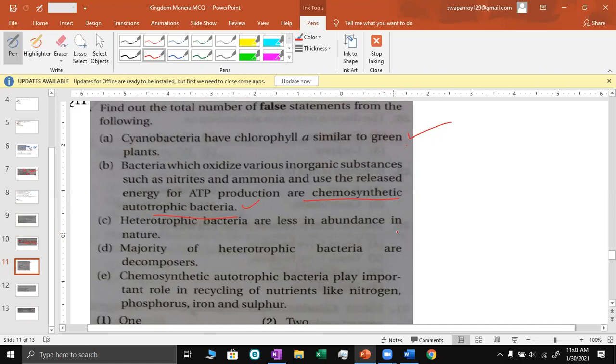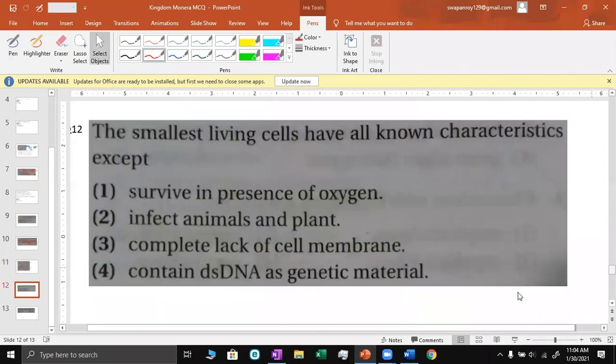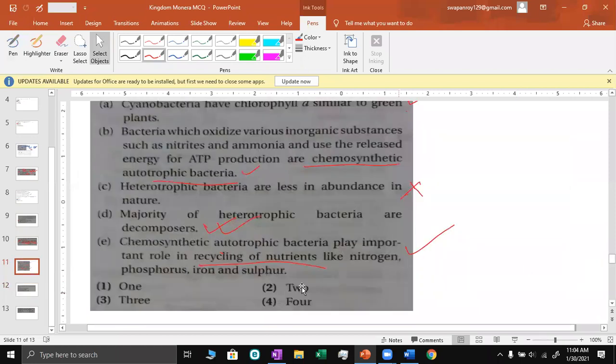Heterotrophic bacteria are less in abundance in nature. No. Heterotrophic bacteria are the most abundant bacteria. Okay, this one is wrong. Majority of heterotrophic bacteria are decomposers. This is true. Chemosynthetic autotrophic bacteria play important role in recycling of nutrients. Yes, this is also true. So out of these five statements, the total number of false statements is only one.